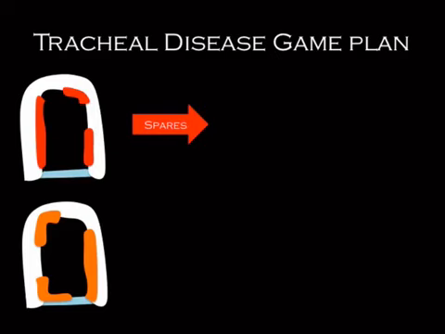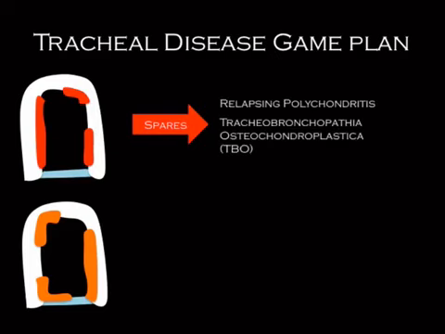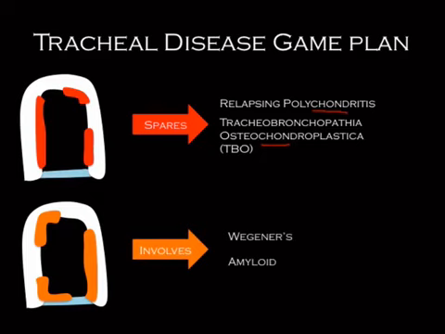So things that spare the posterior membrane, that's your TBO and your relapsing polychondritis. And I will point out, for the purpose of remembering, that both of these entities have chondro in there, making you think that it's a cartilage process. Therefore, it would be sparing the posterior membrane. As opposed to these more diffuse inflammatory things like Wegener's or amyloid, which you can imagine doesn't care if there's cartilage there or not. It's just inflaming the whole thing all the way around.